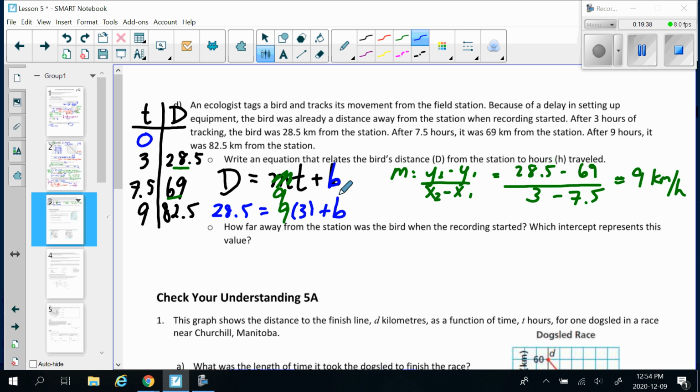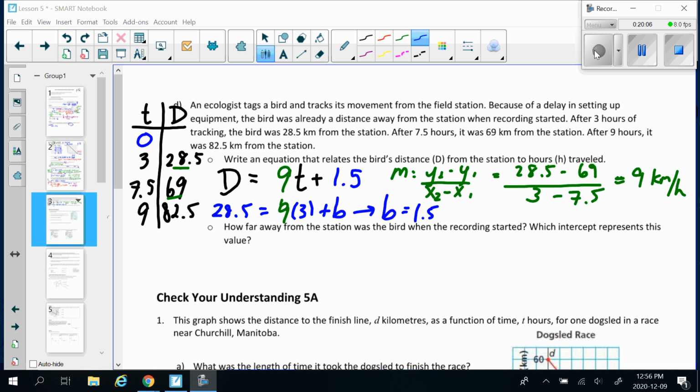So 28.5 minus 27. If you solve this correctly, you're going to get that B is equal to 1.5. So do I have an equation then? Yeah, I do. I know that this is 9 and this is 1.5. So at a time of 0, the bird was already 1.5 kilometers away from the station.